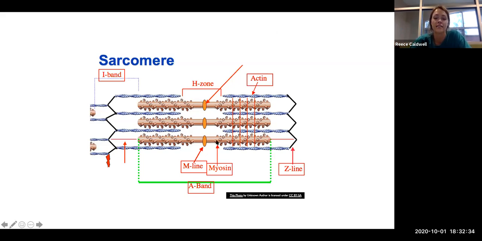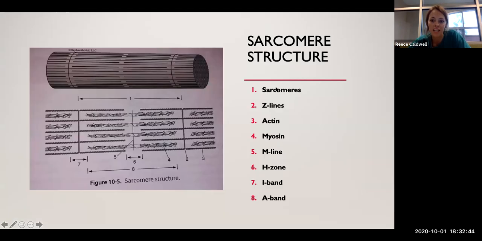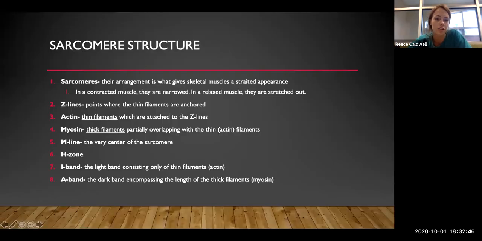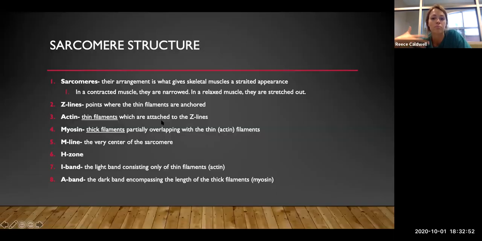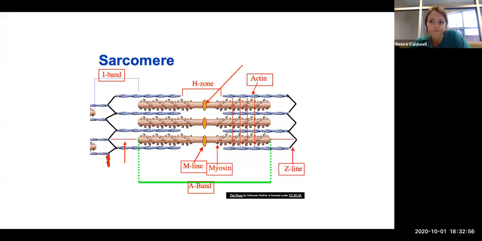Definitely be able to identify the picture. You're not responsible for the H zone, but everything that's boxed in, be able to identify. Anything that I left blank here, be able to identify. And yeah, the labeling and just the general idea of it. So yeah. Okay, thank you.